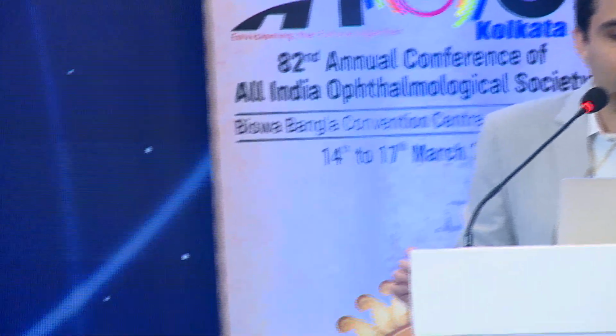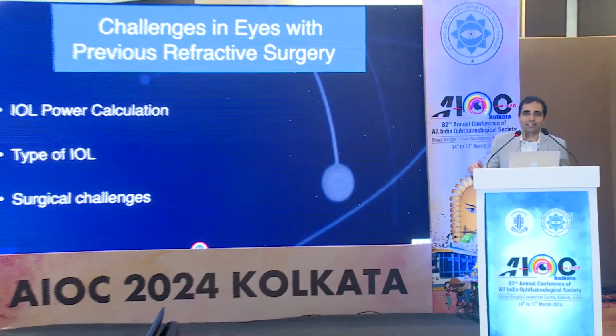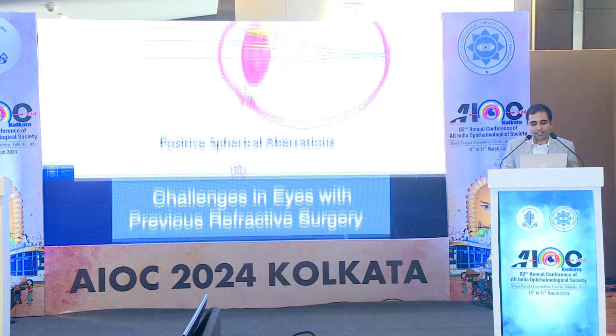Now, what are abnormal corneas? I think grossly we can classify them into two types. One is those who have had previous refractive surgery, and the second are those who have some sort of ectatic disease, most commonly keratoconus, but it could also be post-LASIK ectasia or pellucid marginal degeneration, and so on and so forth. Challenges that we face in eyes with previous refractive surgery: the most important is IOL power calculation, second is the type of IOL, and the third are of course surgical challenges that we face.